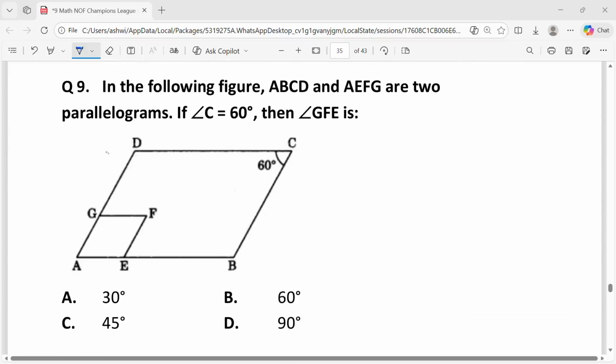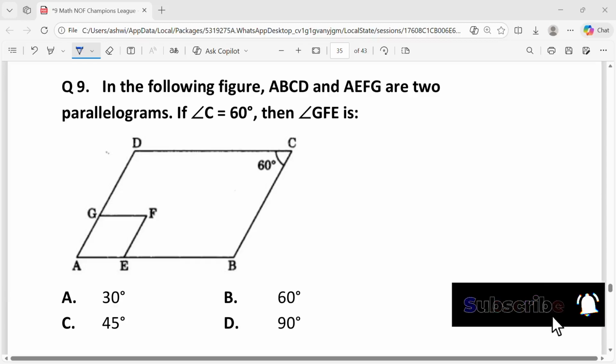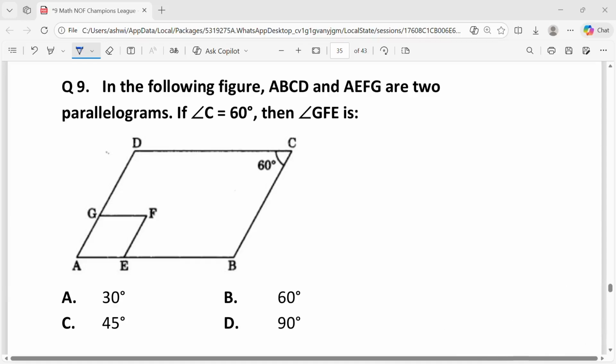Question 9. In the following figure, ABCD and AEFG are two parallelograms. If angle C is equal to 60 degrees, then angle GFE is. In a parallelogram, consecutive angles are supplementary. Therefore, angle A is equal to angle C, that is 60 degrees.